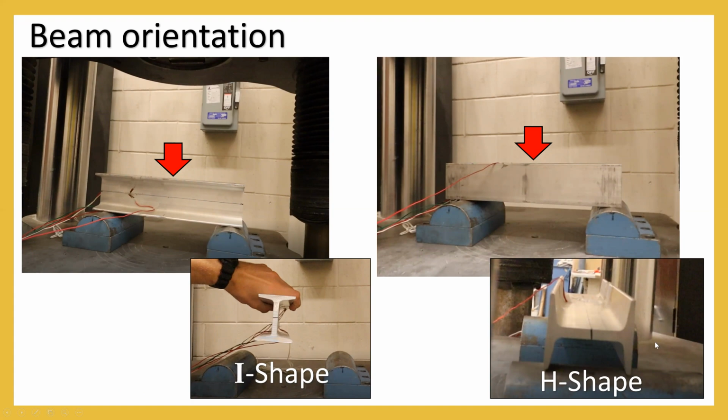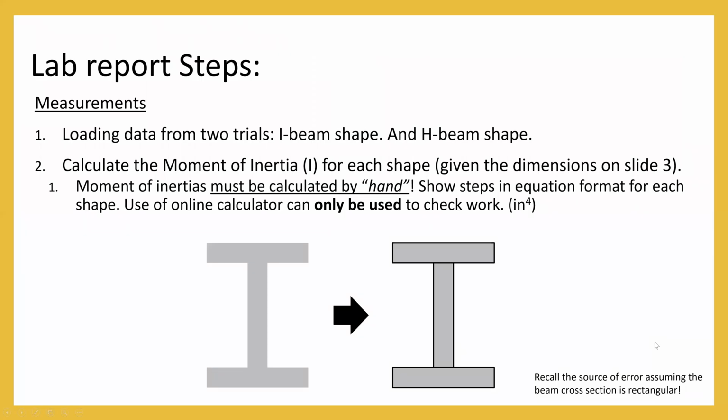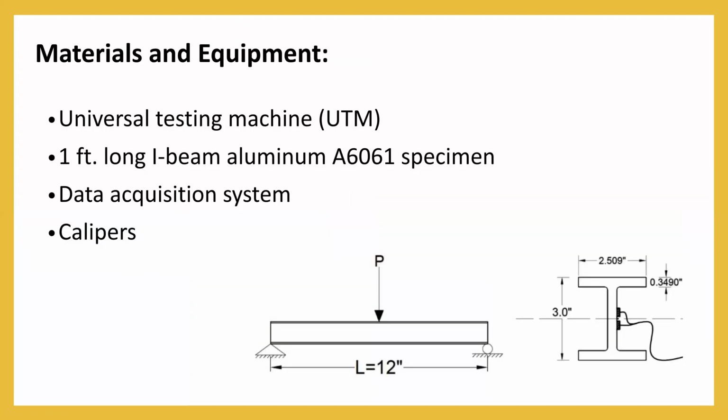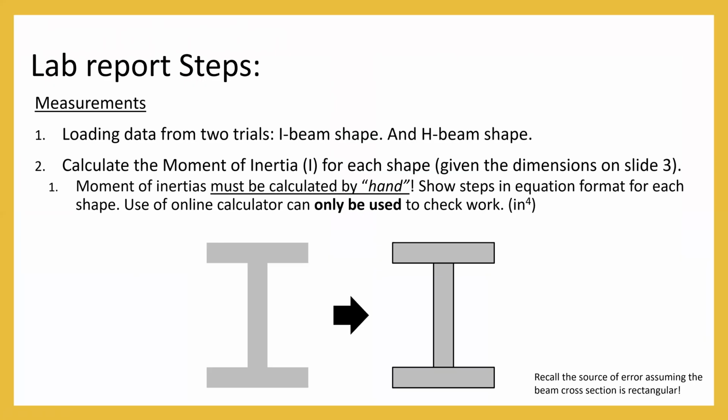So for the lab report steps, first in the measurements, I'm giving you data for 2 trials. So that's going to be the loading for the I-beam shape, and then the loading for the H-beam shape. And also in your measurements, what I want you to do is calculate the moment of inertia for each shape, and use the dimensions on slide 3. So right here, these dimensions in the bottom right, you're going to use those dimensions.